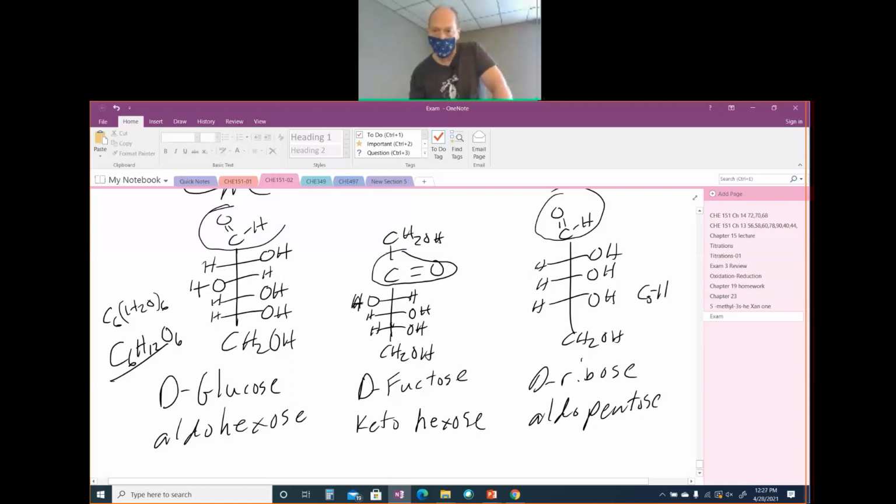C5H. We can add them up. 2, 4, 6, 7, 8, 9, 10. H10. O's, add them up. 1, 2, 3, 4, 5. And so that is a carbohydrate with the formula of 5 carbons and 5 waters. So that is your D-ribose. So those are the ones that you were to memorize.